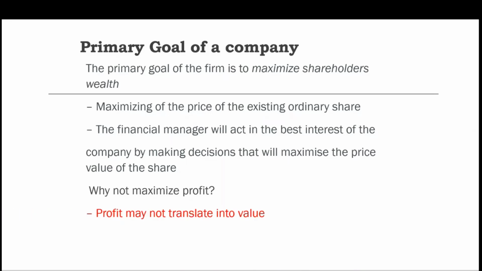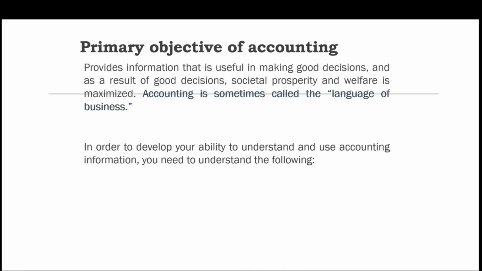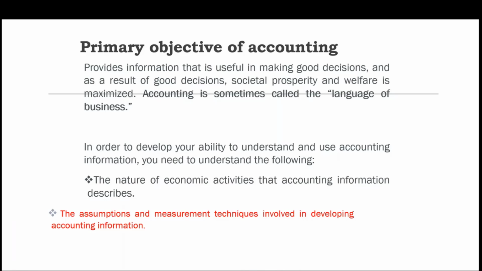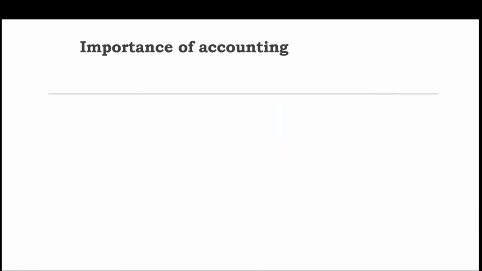Good, excellent. I think we've spoken about that. Accounting provides information that is useful in making good decisions. To understand the use of that, we've talked about the nature of economic activity that accounting information describes, and the assumptions and measurement techniques involved in developing useful accounting information. I think we've discussed all this. So this is like a recap. We've also spoken about the importance of accounting.